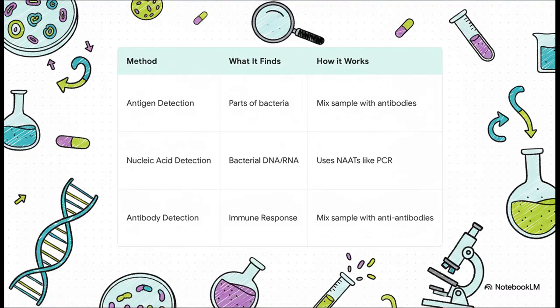You've got antigen detection. Think of that like finding a piece of the culprit's uniform left behind at the crime scene. Then there's nucleic acid detection. This is the big one, like PCR tests. It's the equivalent of finding the culprit's DNA. It's incredibly specific. And finally, antibody detection. That goes back to the indirect route. It's like hearing the body's own security alarm going off, telling you who the intruder is.